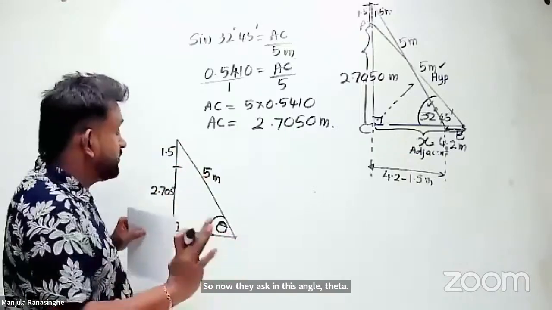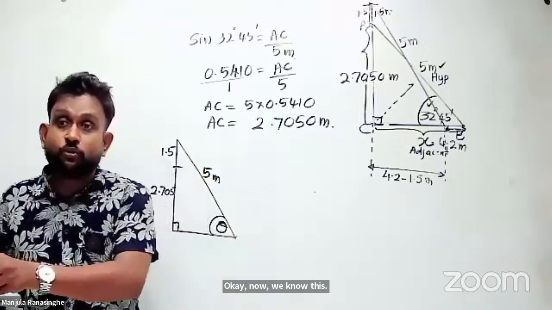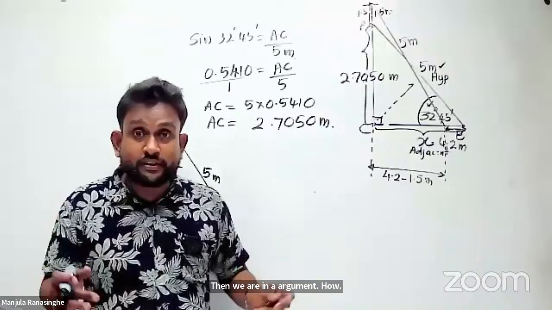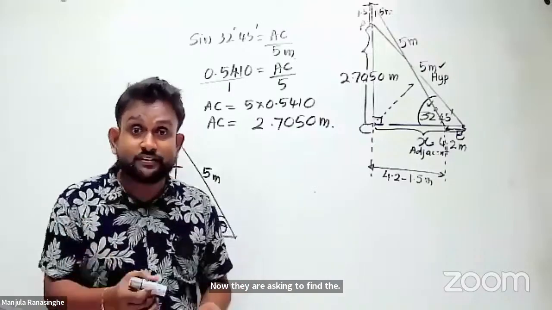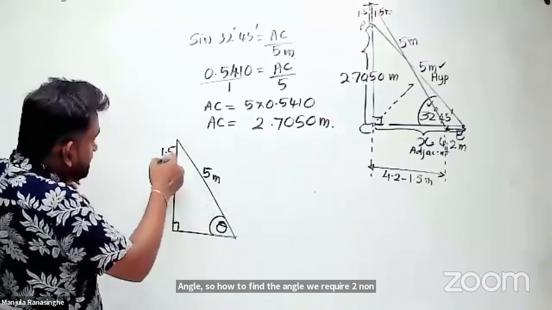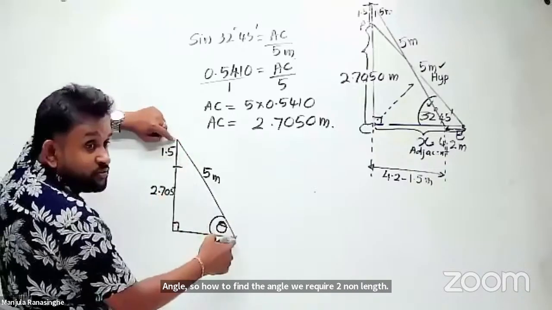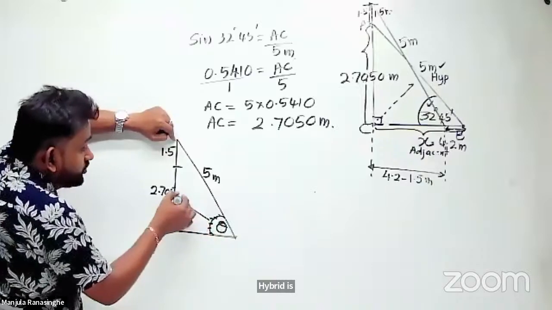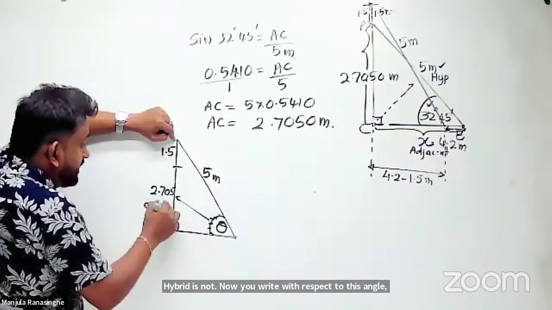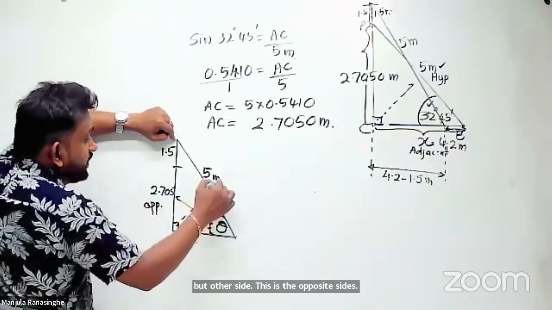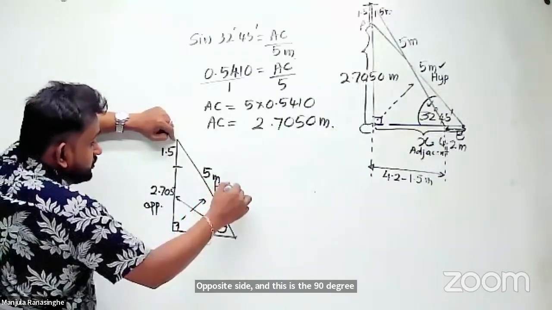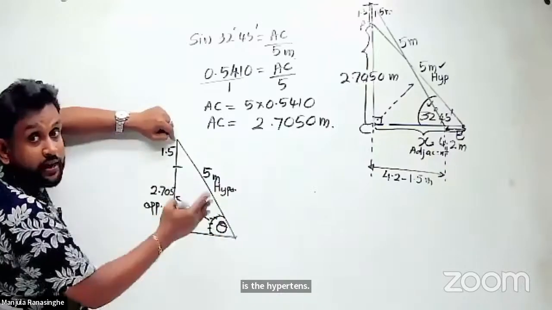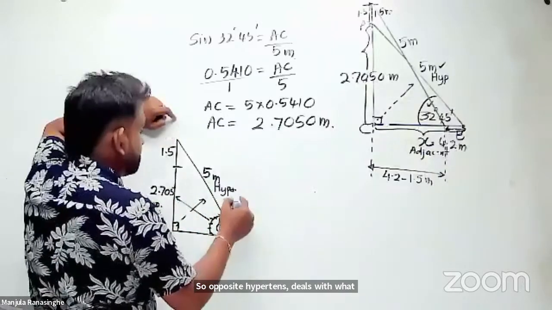Then we are in an argument. How? Now they are asking to find the angle. So how to find the angle? We require two known lengths. Yes, we have two known lengths. This side is known, hypotenuse is known. Now you write with respect to this angle, what are the sides? This is the opposite side, and this is the 90-degree angle, and that is the hypotenuse. So opposite over hypotenuse deals with what? Sine theta. So now you write sine theta.